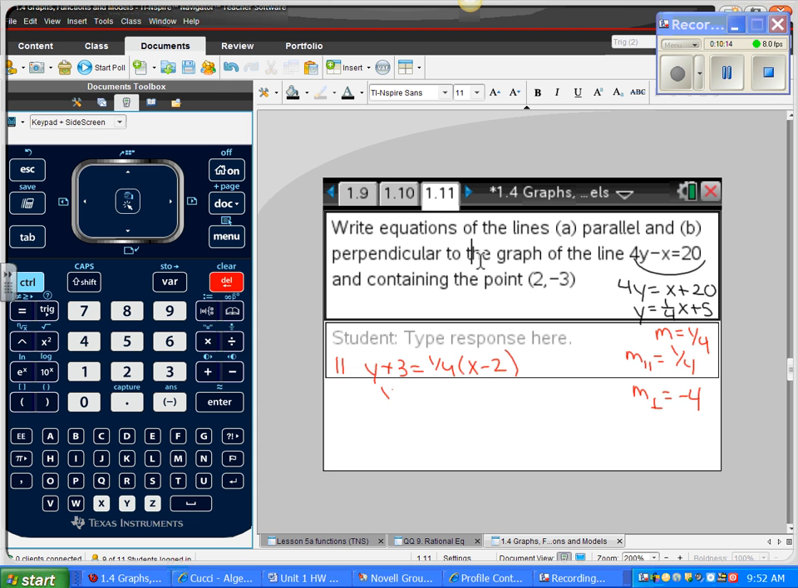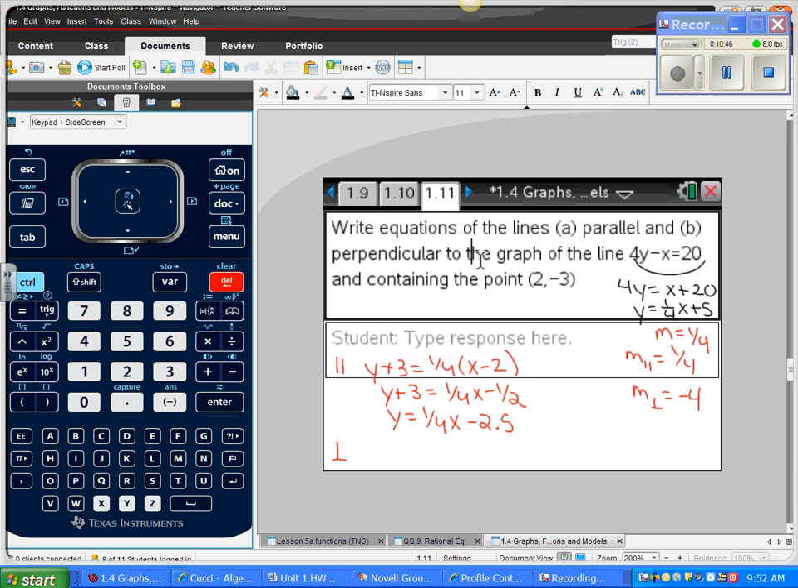We're going to distribute. And then we're going to subtract our 3. Okay. So that's our parallel.